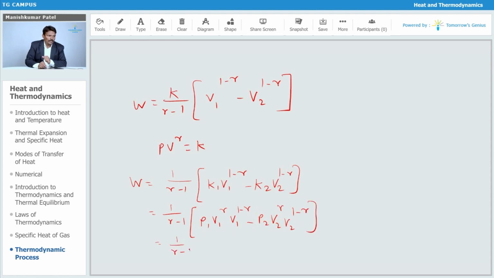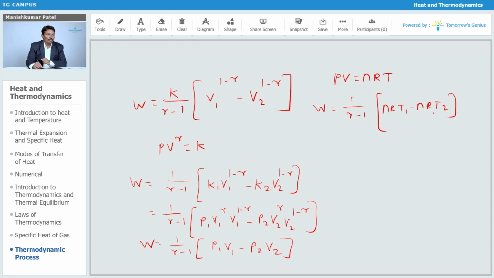If I simplify this, what you will get is P1 V1 minus P2 V2. This is how you get the value of the work done. Again, we know that PV equals nRT, so in this case the work done is 1 upon gamma minus 1 times (nR T1 minus nR T2). You can take 1 upon gamma minus 1 and nR common, then T1 minus T2. This is your work done.